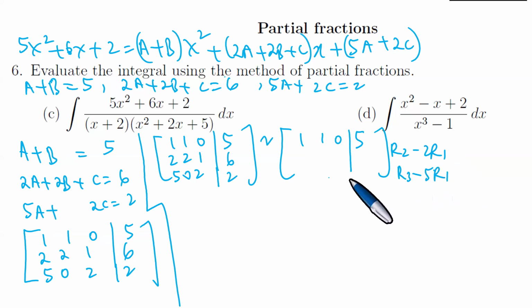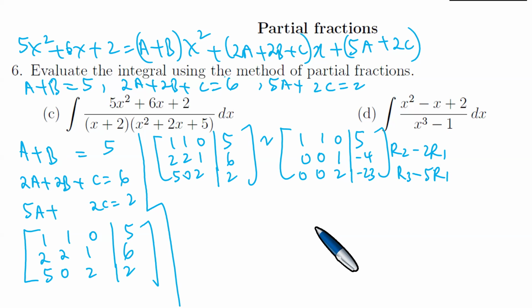Row 3 minus 5, row 1. 0, 0, 1. So you have 0, 0, 2 minus 5 times 5, which is minus 25, with the 2 is minus 23. Like that. Take a look at this and see if we can get some solution here. It appears that there's no unique solution to this.